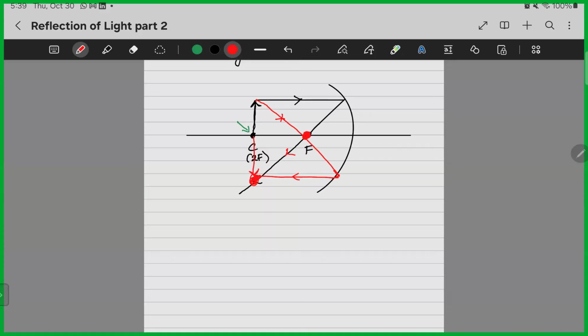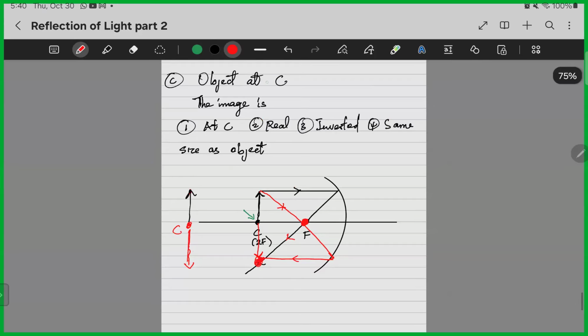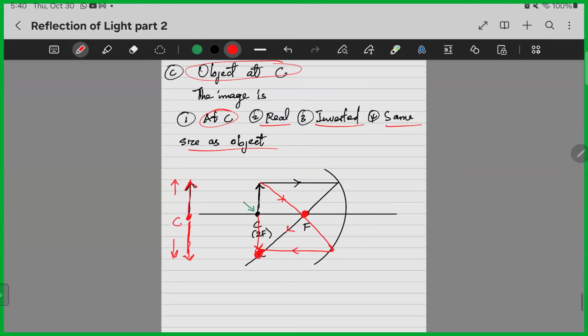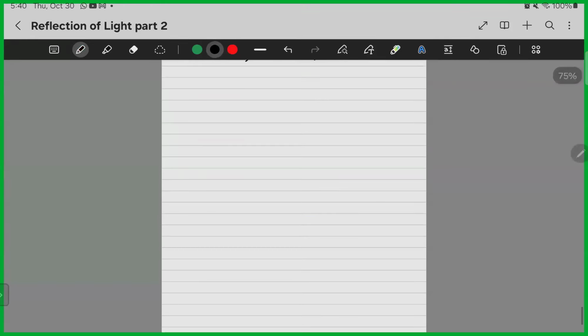So the idea is that this is the object, and this is the image. The idea is that they exist at the same point, which is C. That's the point we are making: if the object is at C, the image will be at C. It will be real, but now you see that clearly it is inverted. This one is facing up. This one is facing down, inverted. It is the same size. You see that they look exactly the same size by the formation. So just please keep those points in mind. So this is how you draw it.